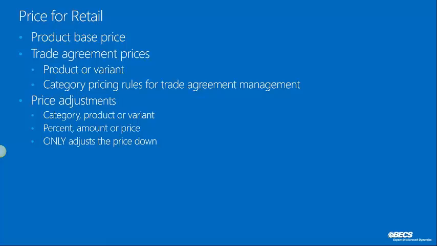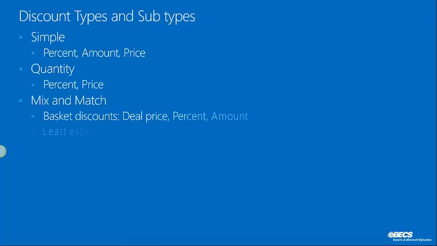You can also do price adjustments. So you can have a category price adjustment for the product or the variant, and you can have a percent price adjustment for an amount or a price. But keep in mind that product adjustments only adjust the price down, so it doesn't increase the price.